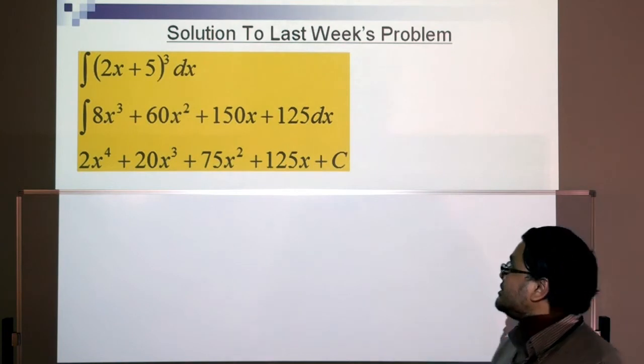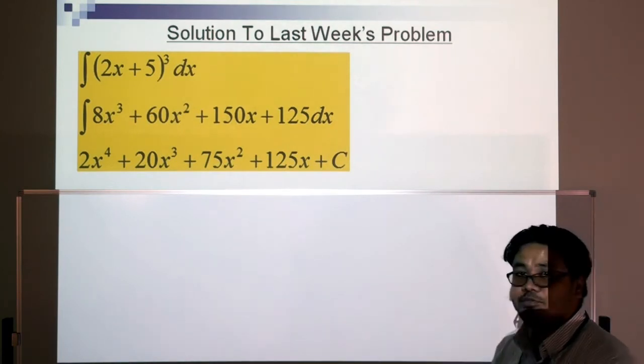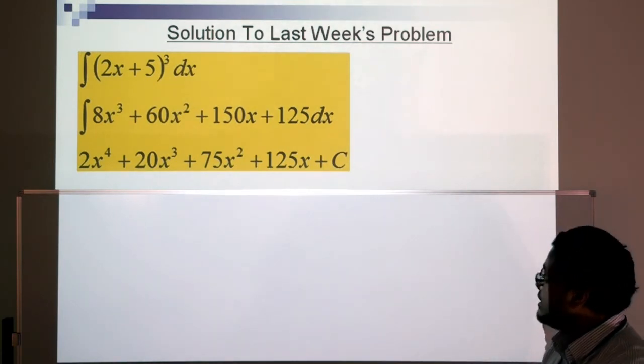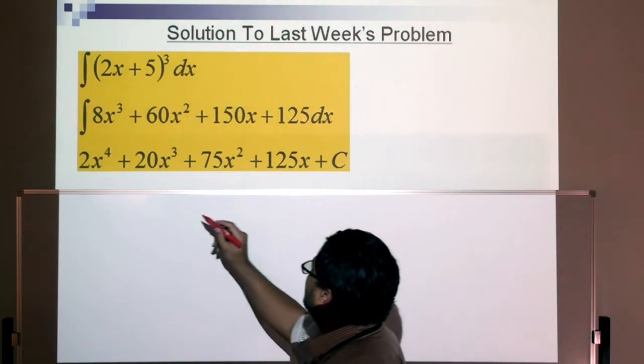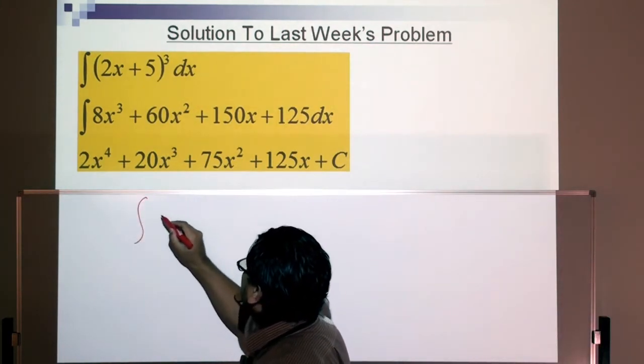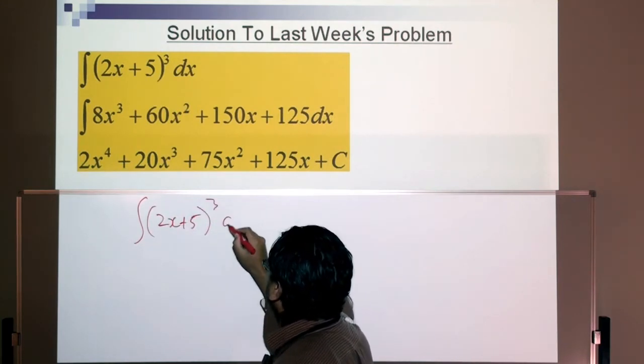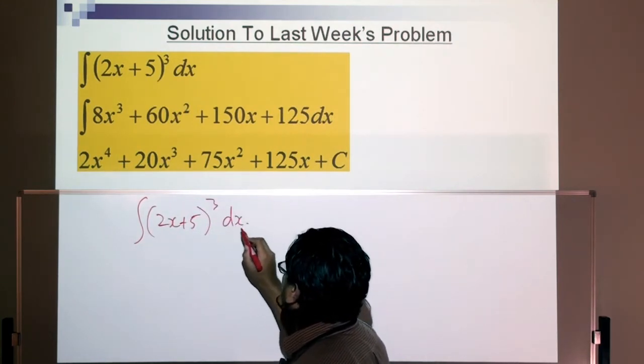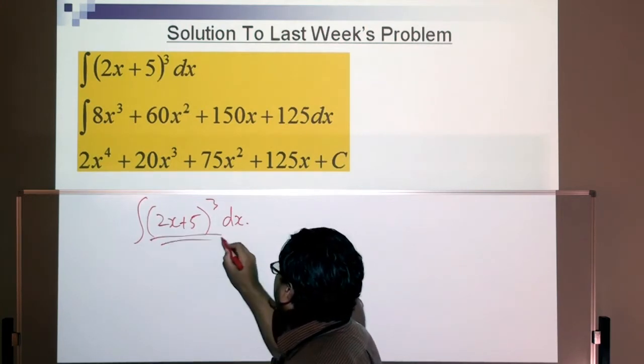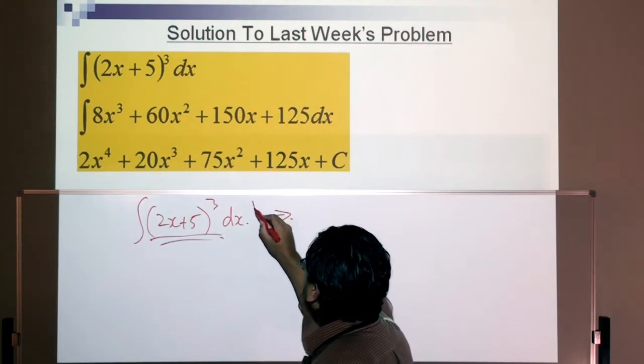Before we begin, let's go through the solution to last week's problem. Okay, so the question was, what is the integral of (2x + 5)^3 with respect to x? First thing we do is we expand.